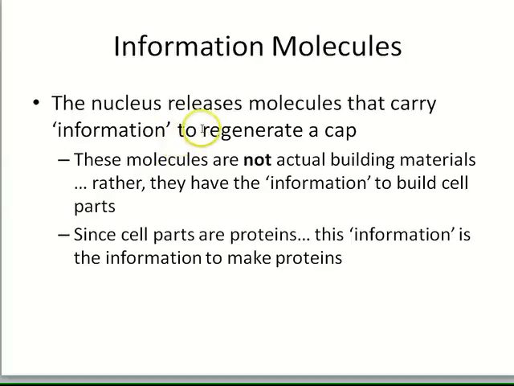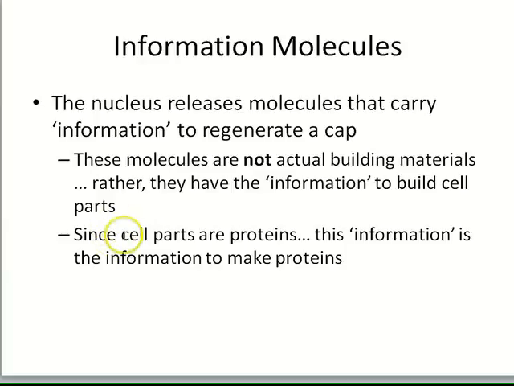So at this point, our tentative conclusion is that the nucleus releases molecules that carry information to regenerate a cap. These molecules are not actual building materials, rather they have the information to build cell parts, like the cap. And since cell parts are proteins, this information is the information to make proteins. Okay, so that's where we are at this stage.